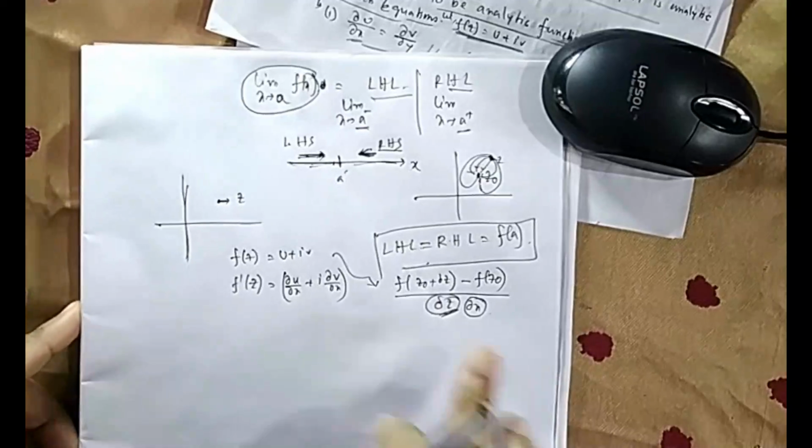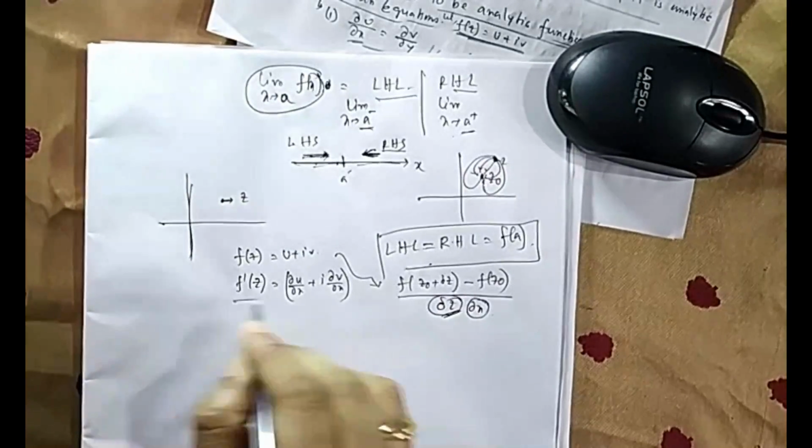Now suppose I move in, from where is it coming? From the definition itself. What was the definition? f dash z0 is the limit of f(z0 plus del z) minus f(z0) divided by del z. Your del z here is simply del x, because you are moving only in the x direction. So once it is simply del x, this remains the same.